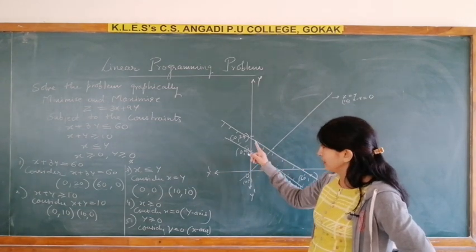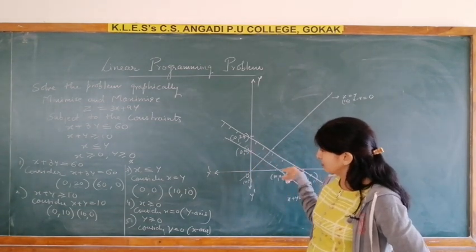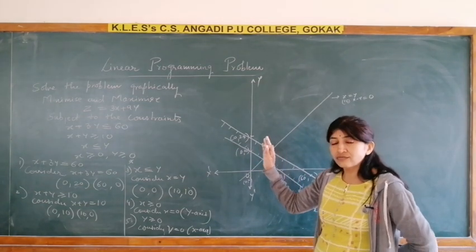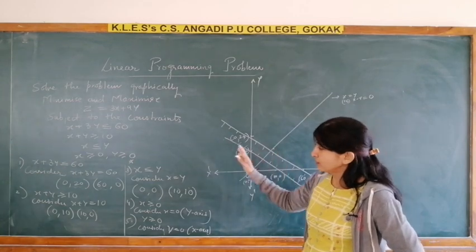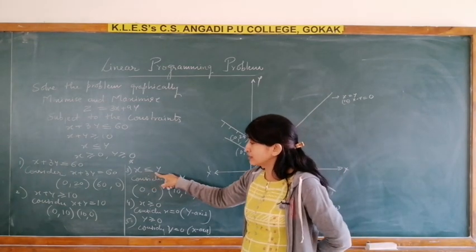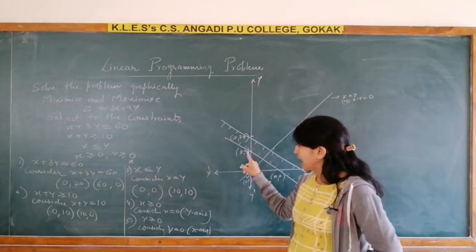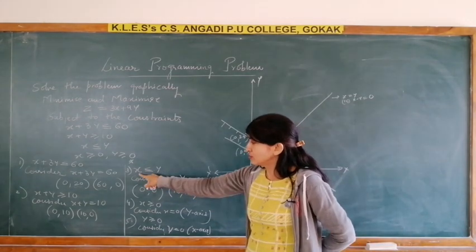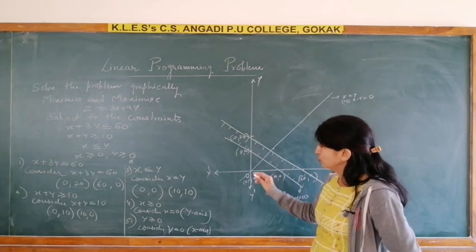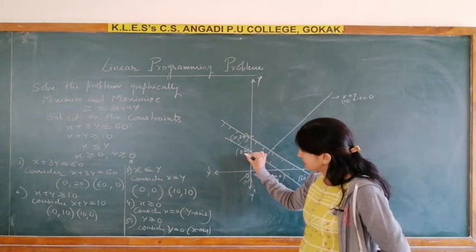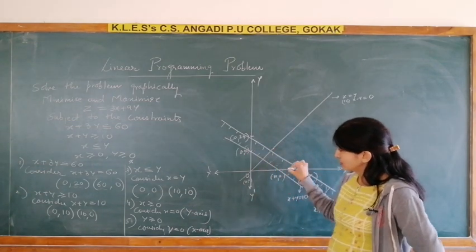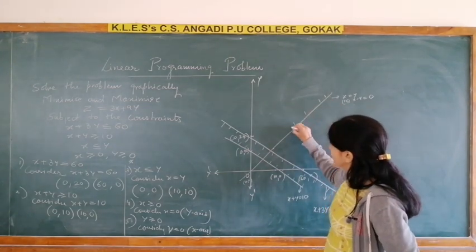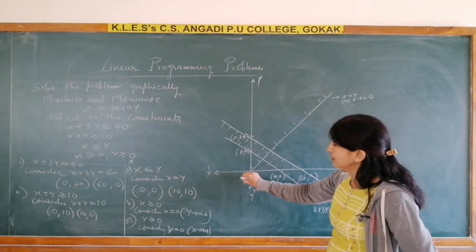Once again I am telling, these 4 points you are observing are on the x axis and y axis. Towards which side we have to shade, for that you take any one point and substitute in this inequality. I am taking 0 comma 10. x is 0, y 10, so 0 is less than 10, it is true. True means shading is towards this point. If it is false, shading is opposite to this point. So, now it is true, so shading is in this direction.